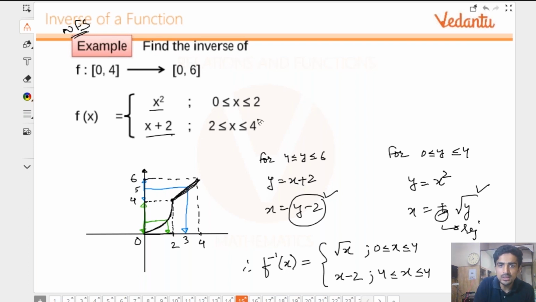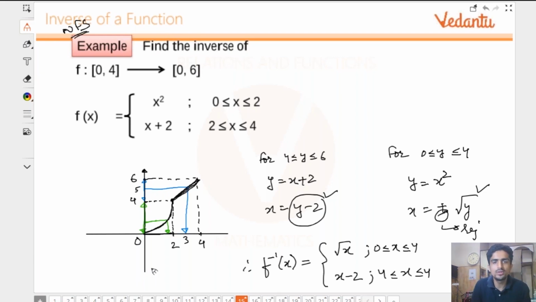Without graph, you need to see that for this x, this will lie in 4 to 6. Now from 4 to 6 will come back by this. For this x, it will lie in 0 to 4. So from 0 to 4, we will come back by this. But it is difficult to imagine like that. If you have graph in front of you, it is very easy to see that for which part you will come back through which branch.